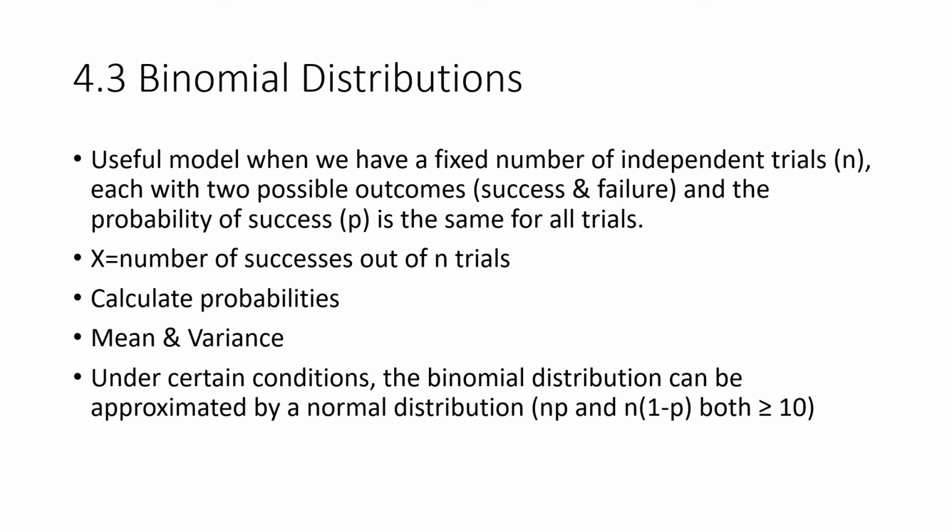And we'll see that under certain conditions, the binomial distribution can be well approximated with a normal distribution. That would be only if n times p, so the number of trials times the probability of success, and n times 1 minus p are both at least 10. Then it's reasonable to use that normal approximation to the binomial distribution.